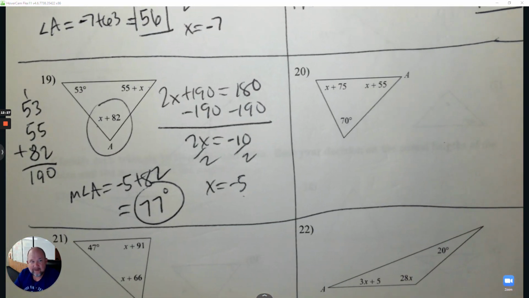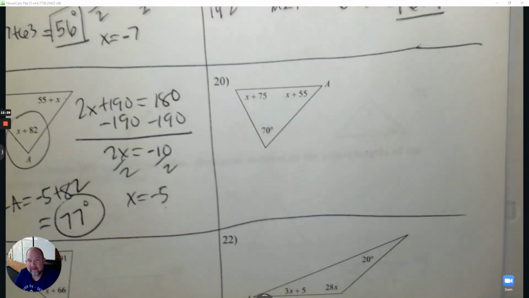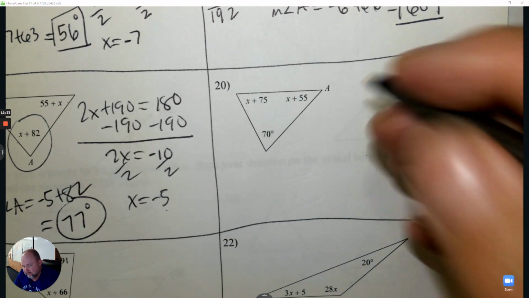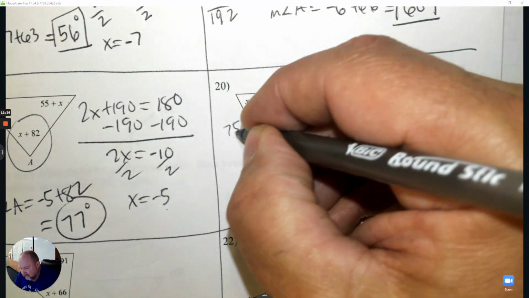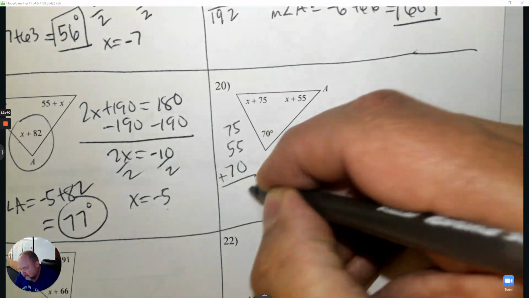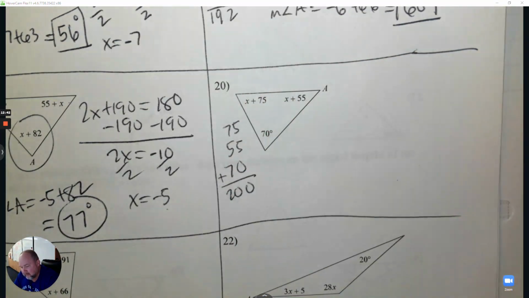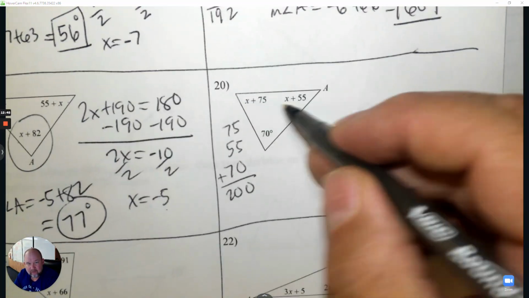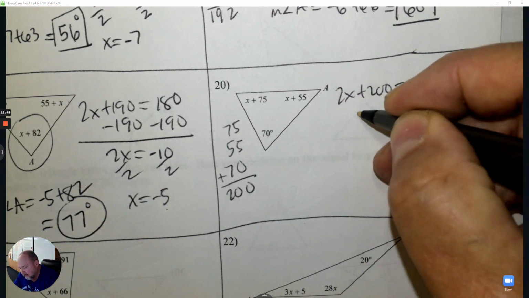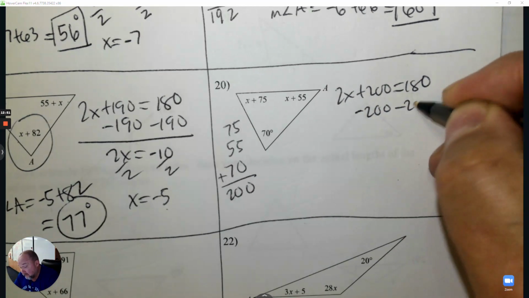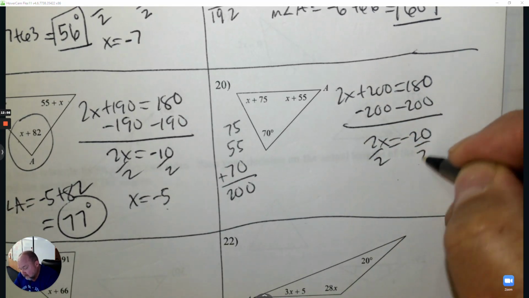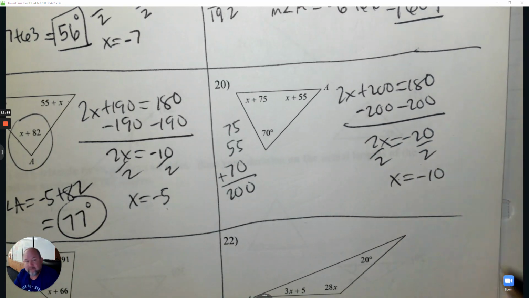Number 20, I think it's time for you to try first, and then see if you did it right. That's the right way to do it, to try it first. All right, so we're going to add up 75, 55, and 70. That's 200 I got. And then we have two x's and 200, and that adds up to 180. Then I'm going to solve for x. So I'm going to subtract 200. I'm going to divide by 2, and that gives me negative 10.